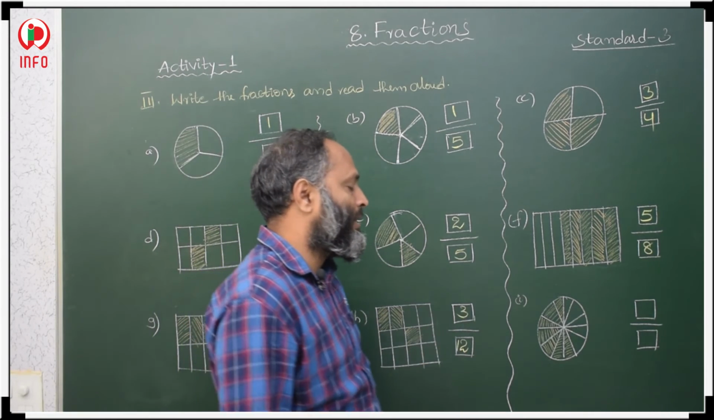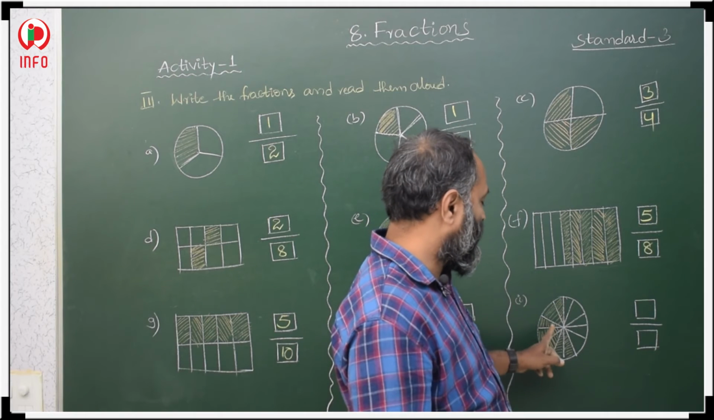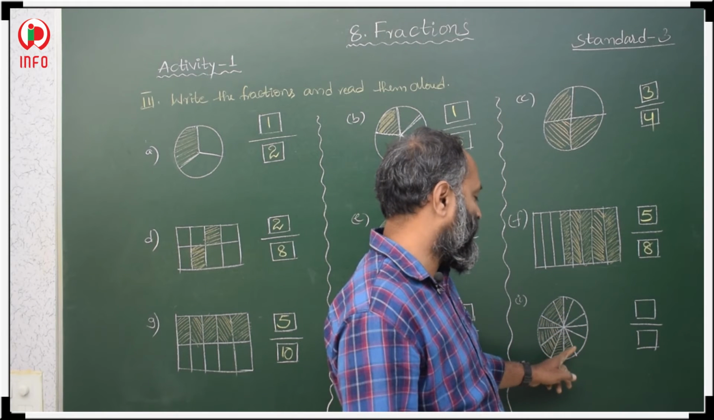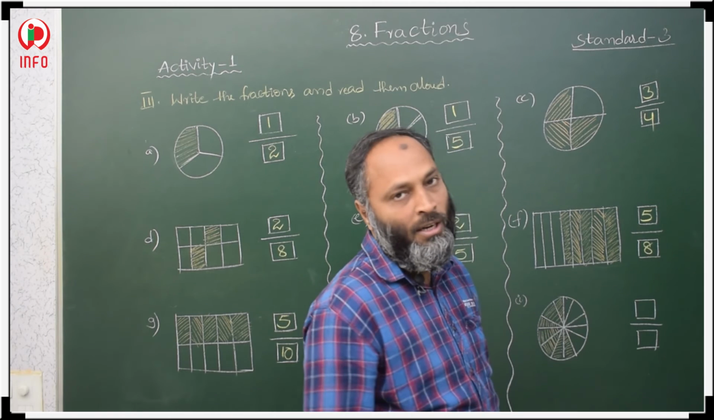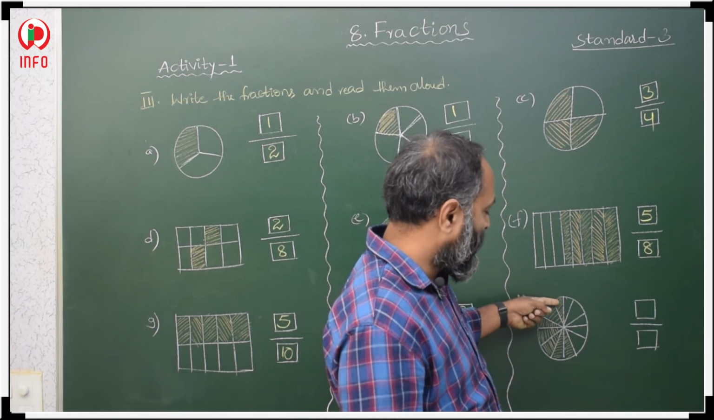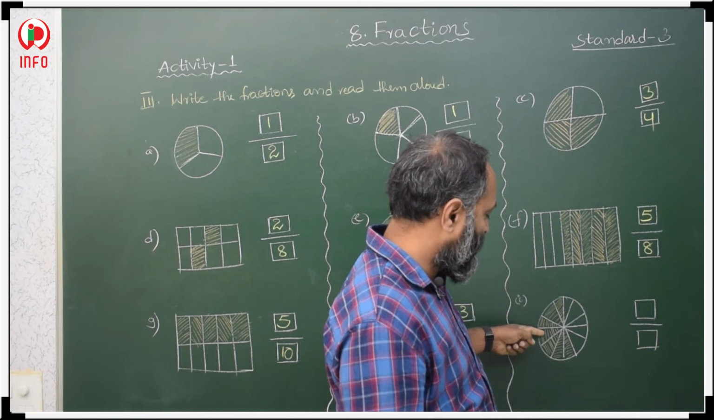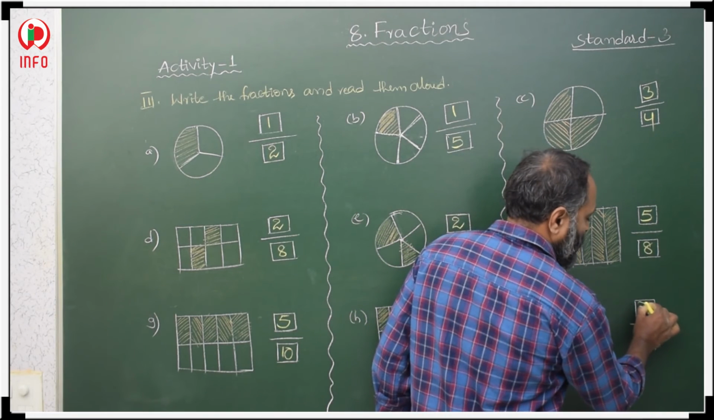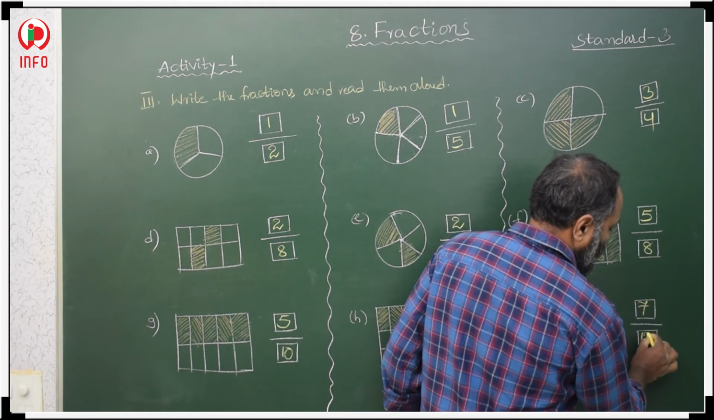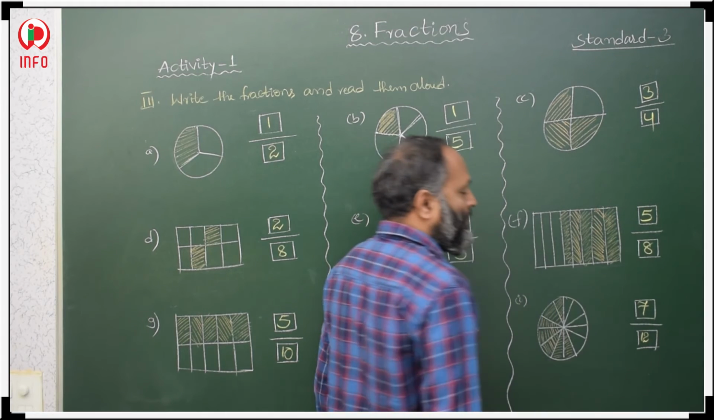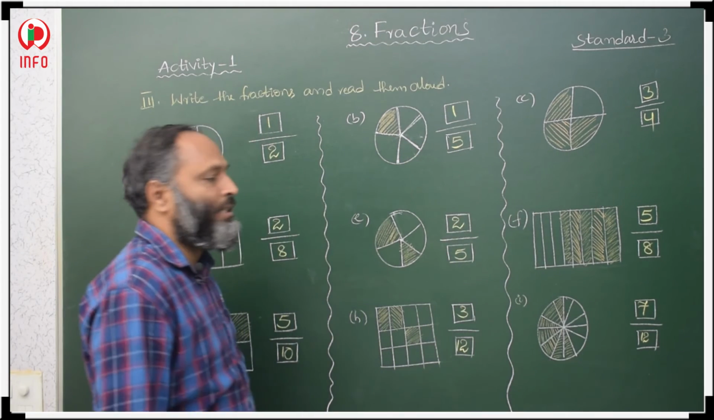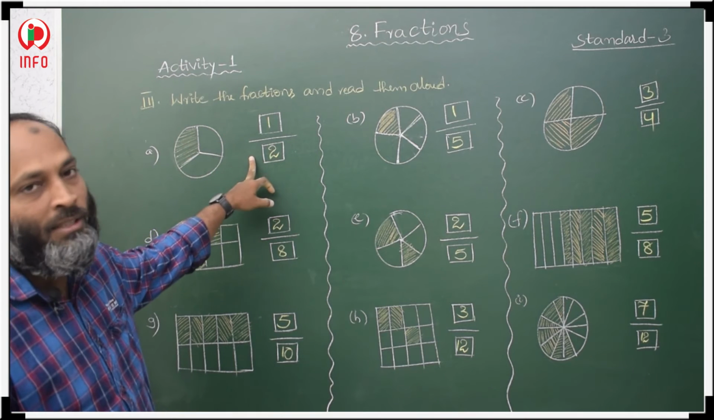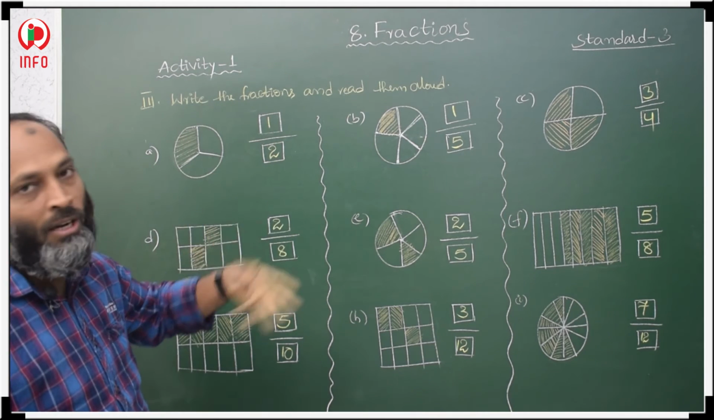Now here total how many parts? 1, 2, 3, 4, 5, 6, 7, 8, 9, 10, 11, 12, 12 parts. How many parts are shaded? 1, 2, 3, 4, 5, 6, 7. 7 shaded parts by total parts 12, 7 by 12. So, this is about the shaded fraction. After writing our shaded fraction, we also have to say it loudly.